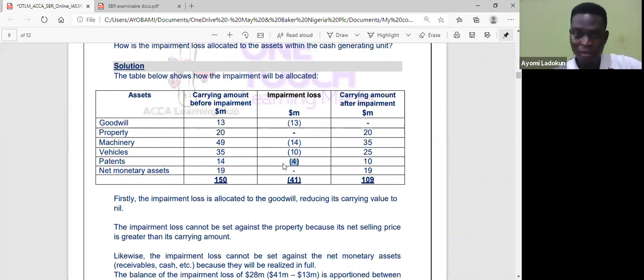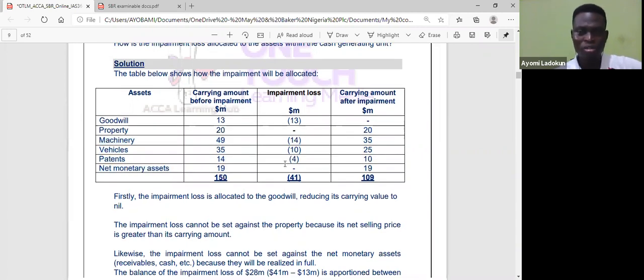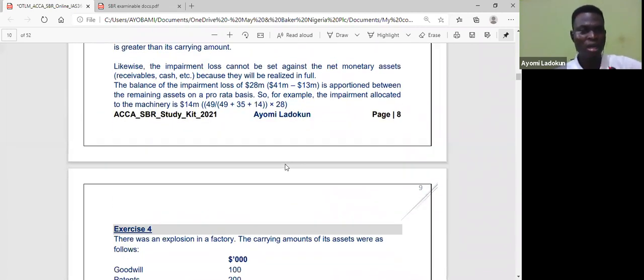Normally, if you do an impairment loss, you know whether you are right. If you add these, I must have this 41. If I remove 41 from 150, I must have 109. If I also add these, I must have 109. So you can see the explanation around that. That's what you're doing.